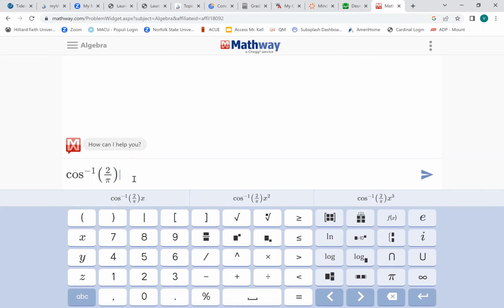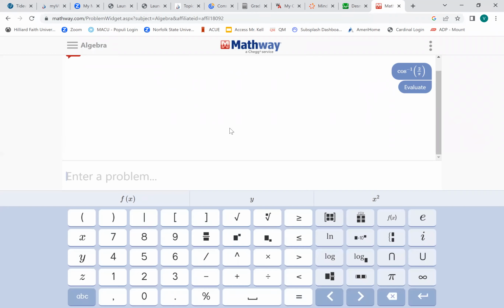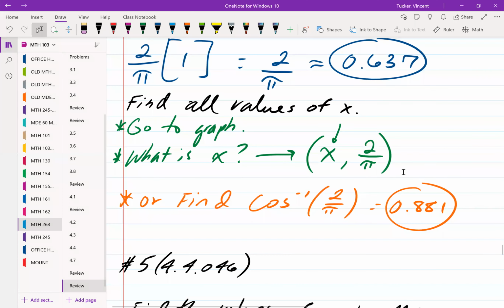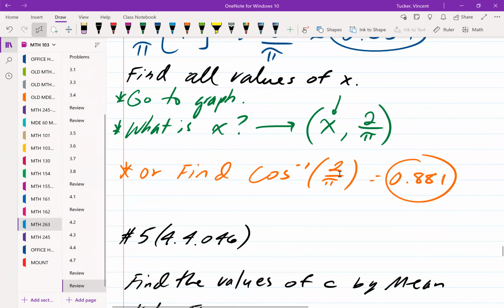So cosine inverse is the same thing. If you want to know what is x when y is a certain value, whatever that y is, our y was 2 over pi. So do cosine inverse of that, hit enter, it's going to ask us to evaluate, and we get 0.88068. So they just wanted 0.8806. Round at 3 decimal places, that'll be 0.881. All right. So if we go back, that's how I got the 0.881, just doing cosine inverse of 2 over pi.